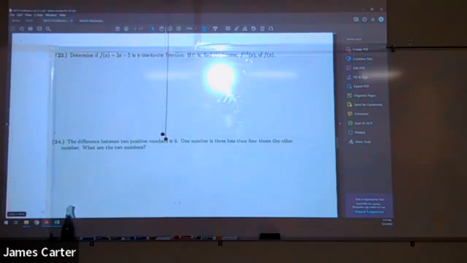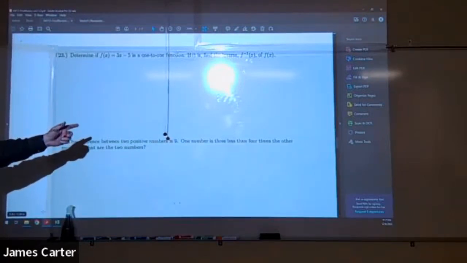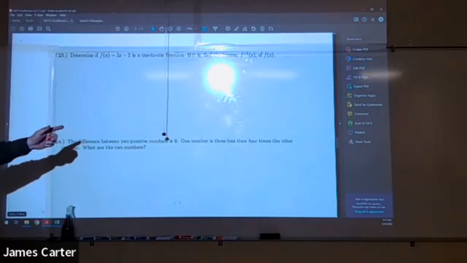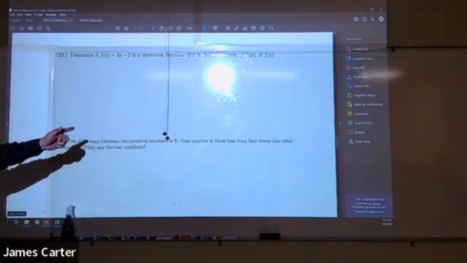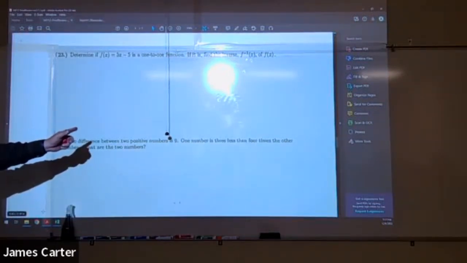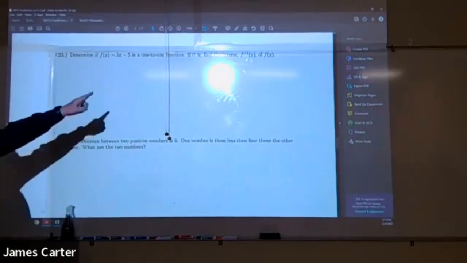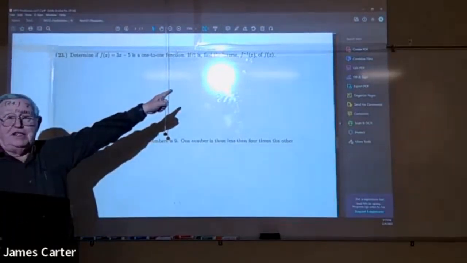Now, there's another way to do this one. This one's a line. All lines are going to be one-to-one. And this one is a line, so it will meet those conditions. Except they do specifically tell you to find the inverse.